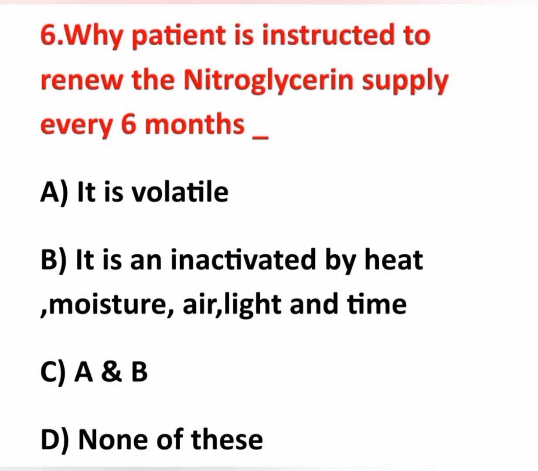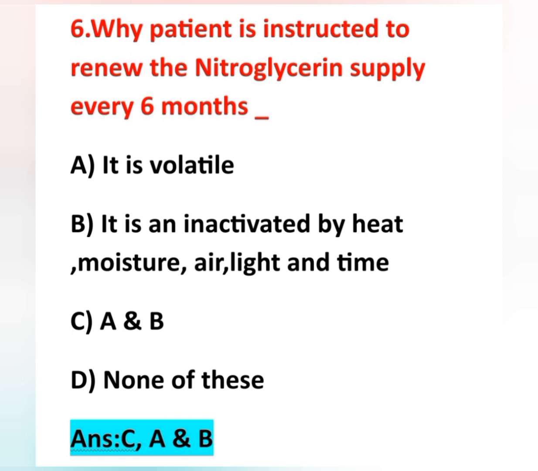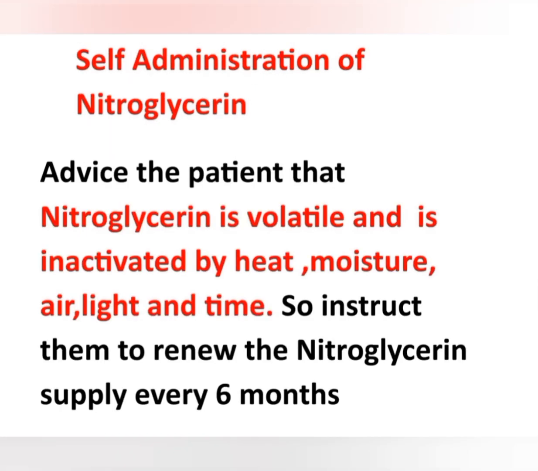Sixth question, why is the patient instructed to renew the nitroglycerin supply every 6 months? The options are option A, it is volatile, option B, it is inactivated by heat, moisture, air, light and time, option C, both A and B, option D, none of this. So the answer is both A and B. This is one of the self-administration techniques for the patient.